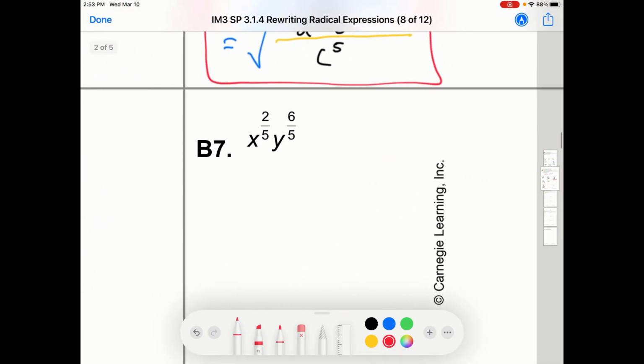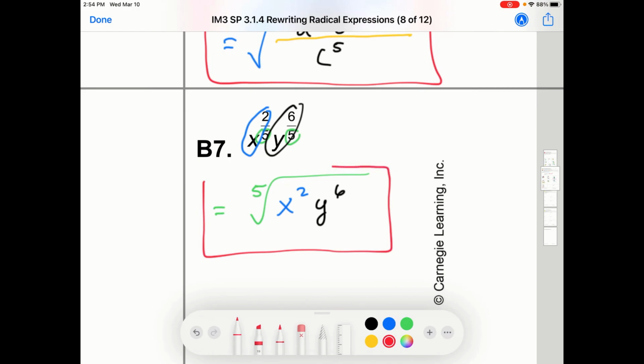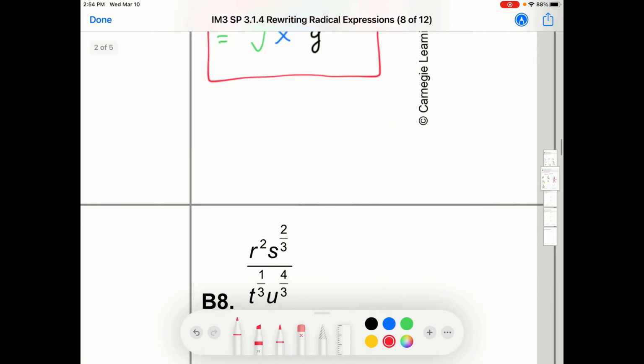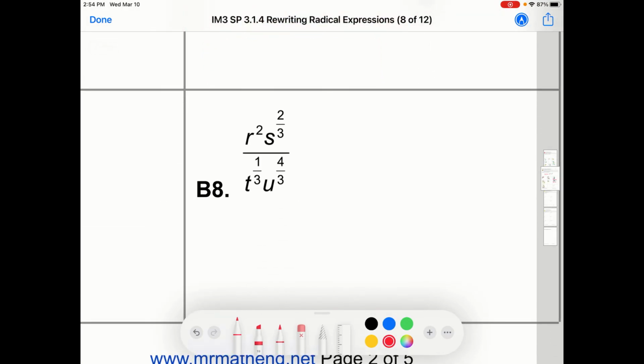Let's take a look at B7. Okay, nice. Index is the same. x to the 2nd, and y to the 6th. Remember, the question is, where's the radical? Well, I go from a rational exponent, a fractional exponent, to now putting it back with the radical sign. Box your answer. And the last one, whoa.